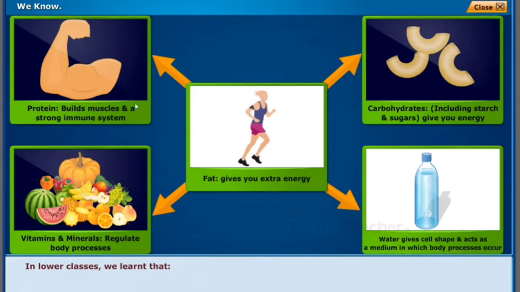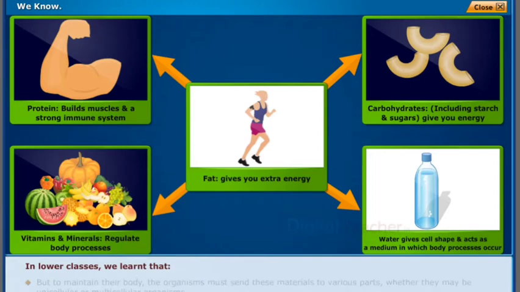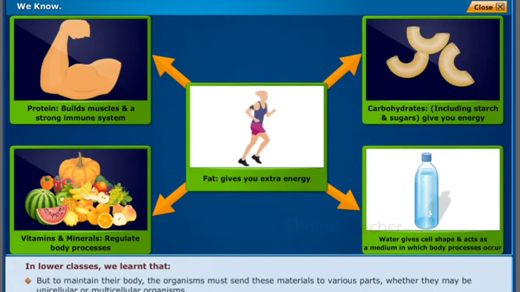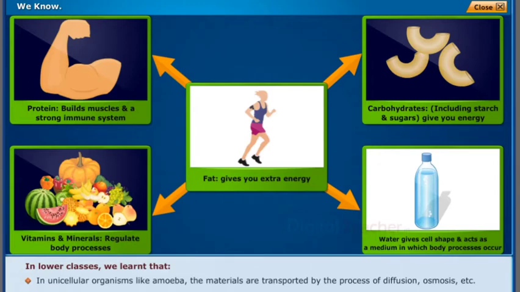In lower classes, we learned that all living organisms require nutrients, gases, liquids, etc. for growth and maintenance of their body. But to maintain their body, the organisms must send these materials to various parts, whether they may be unicellular or multicellular organisms. In unicellular organisms like amoeba, the materials are transported by the process of diffusion, osmosis, etc.